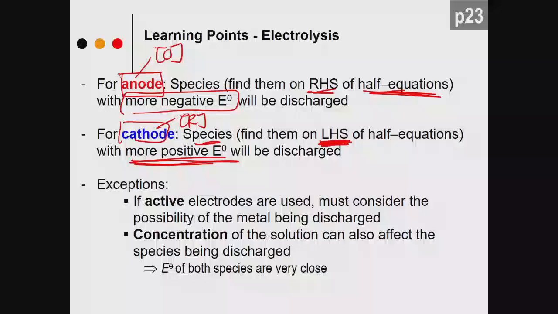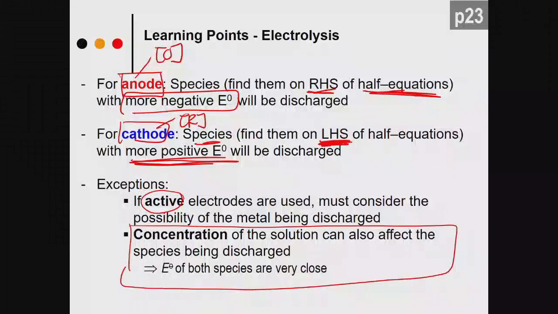And other than the E0 value, you also need to consider the presence of an active electrode, like the copper example just now. And you also need to consider the concentration factor. Concentration factor, please remember, will only come into effect when the E0 values of the two species are very close. If not, you don't need to consider the concentration factor.